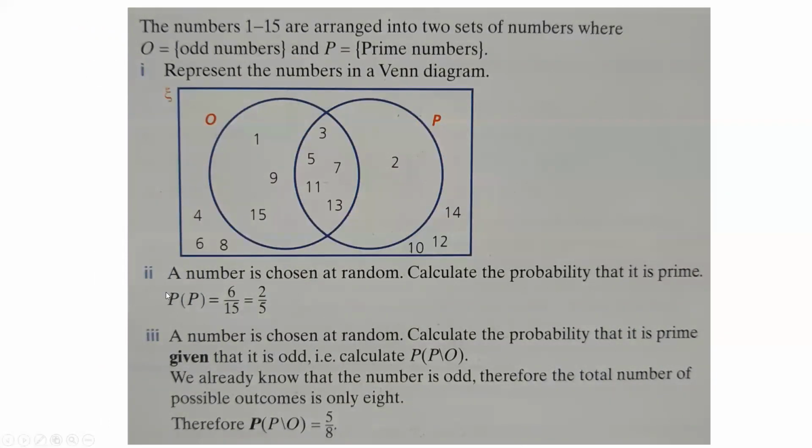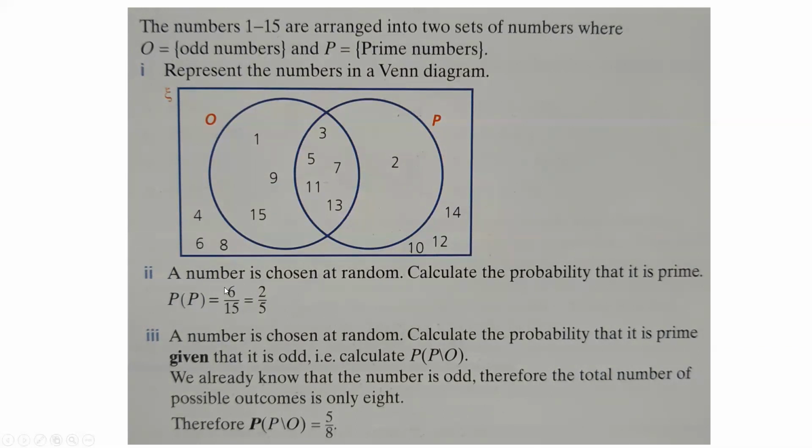Okay, now the question says a number is chosen at random. Calculate the probability that it is a prime. So the question is asking for a prime number. You have 1 until 15, so you have 15 elements here, and the total is 15. And then how many prime numbers? 1, 2, 3, 4, 5, 6. You have 6 of them. So the probability of getting a prime number is 6 out of 15. All right, this is easy.